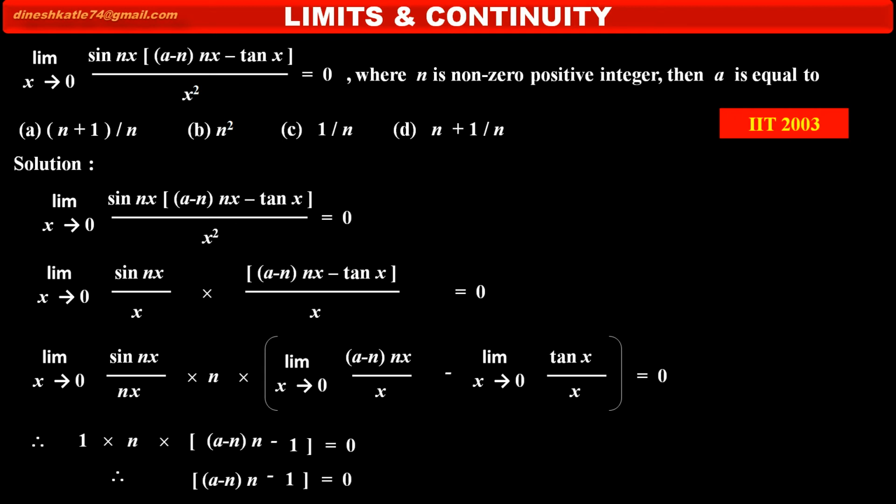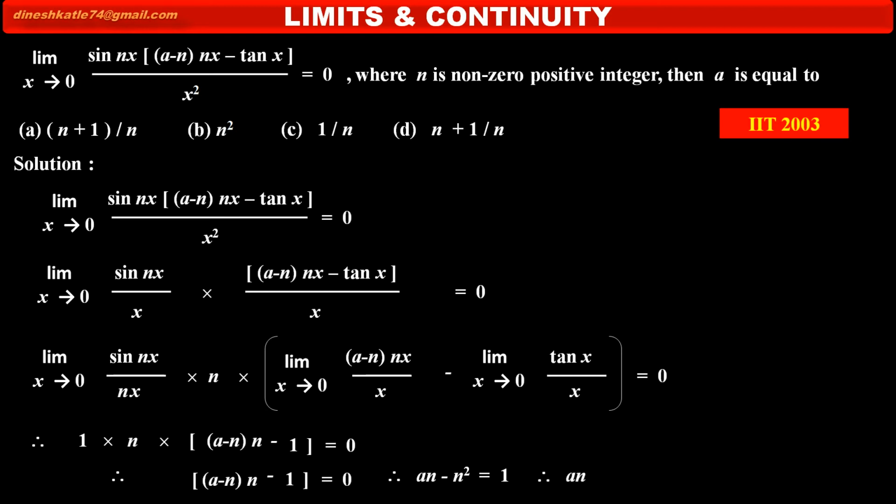Therefore, either n is equal to 0 or the bracket a minus n into n minus 1 is equal to 0. But it is given that n is a non-zero positive integer. It is non-zero. Therefore, that means the bracket is equal to 0. Therefore, solving the bracket, we get an minus n square is equal to minus 1, becoming 1 on the right hand side.